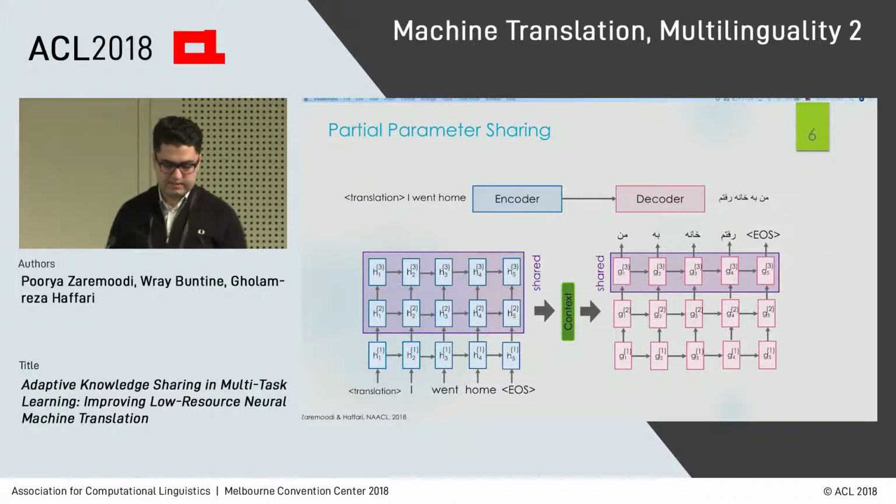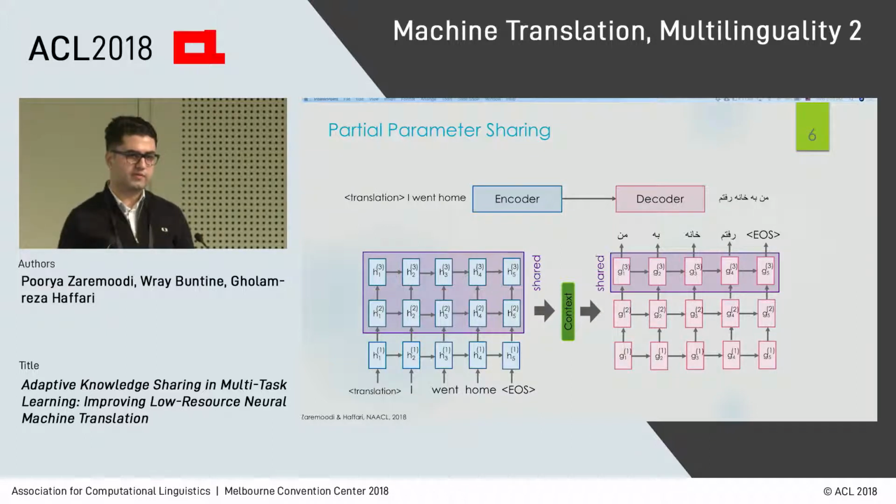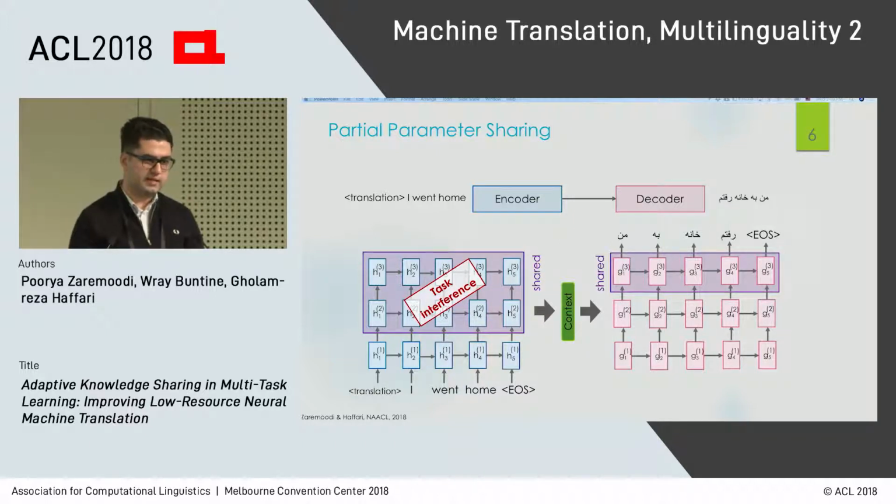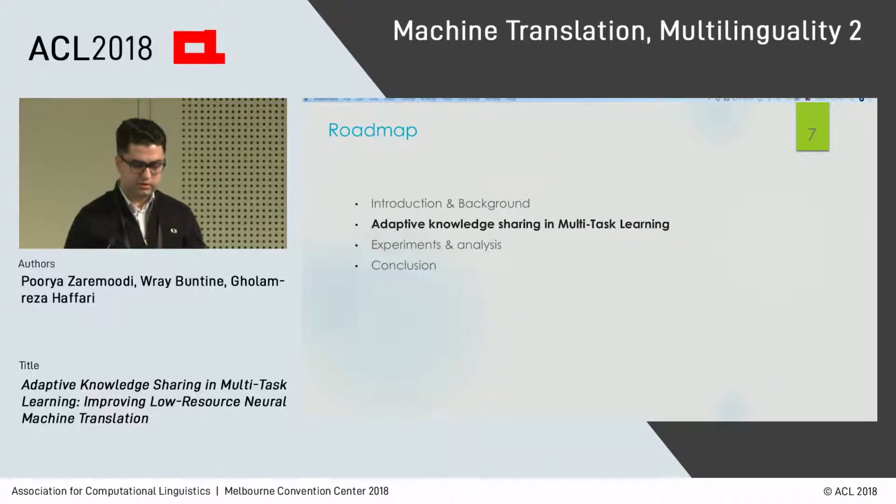But the problem here is that when we share the parameters among all of the tasks, it may cause task interference, because sometimes we have some commonalities among subsets of the tasks and not all of them. And now we want to see how we can address this issue by using adaptive knowledge sharing in multitask learning.